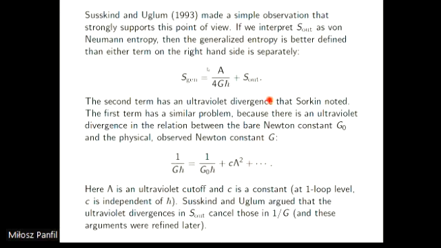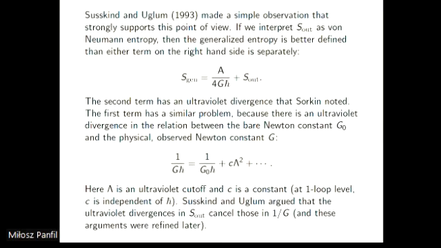Sorkin had shown that the second term is problematical, ultraviolet divergent. But there's actually a more elementary fact that wasn't pointed out in this context before Susskind and Uglum, that the first term has the same problem, because there's an ultraviolet divergence in the relation between the bare Newton constant G0 and the physical observed Newton constant G. In one loop order, the relation is what I've drawn here. And with a constant C and lambda an ultraviolet cutoff, Susskind and Uglum argued that the ultraviolet divergence in 1 over G cancels the ultraviolet divergence in S out. And that's been borne out by later work.